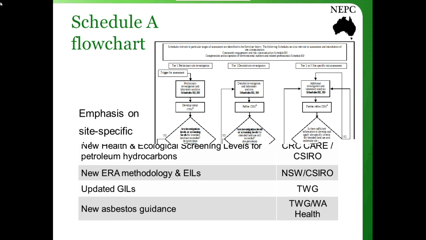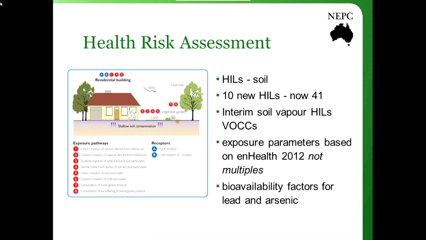The HILs, Health Risk Assessment side, the HILs refer only to soil. The HILs have been expanded quite considerably, mostly to include a lot more pesticides, but also to include Stockholm POPs, so persistent organic pollutants. We also have included for the first time vapour criteria. So in the existing NEPM we have soil values, groundwater values, while we're now adding in vapour.